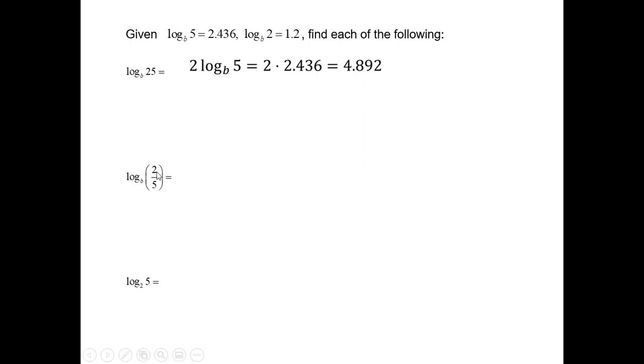All right, log base b of 2/5. Well, remember that this is the same as subtracting each one individually. So I could have log base b of 2 minus log base b of 5. That's going to be equal to 1.2 minus 2.436. I'm sorry, this is wrong here. It's just equal to this. I copied and pasted and made a mistake here. The final answer is negative 0.236. So ignore this 4.892 that was just copied from the previous one.